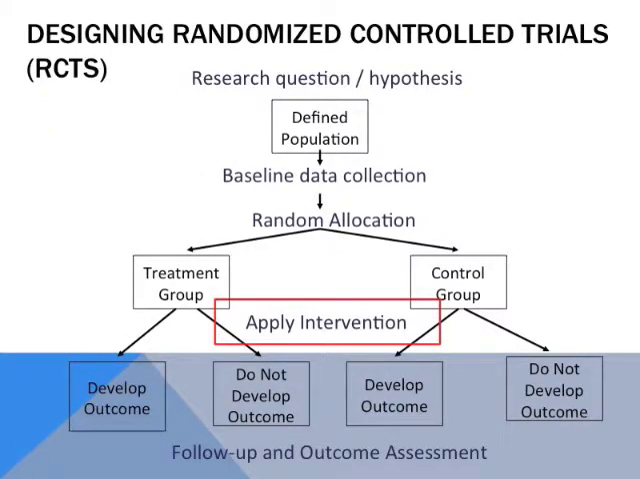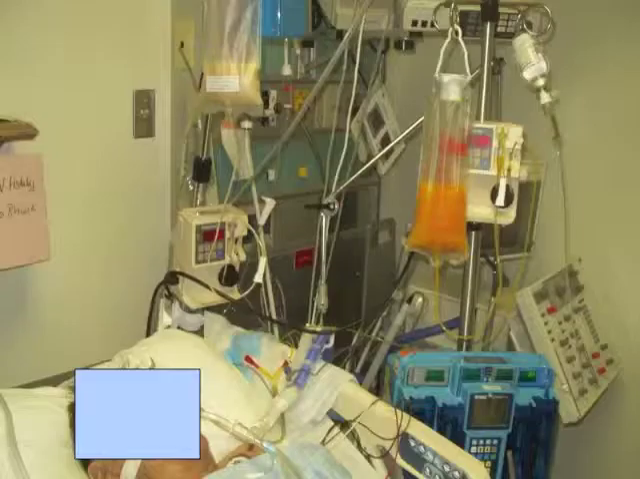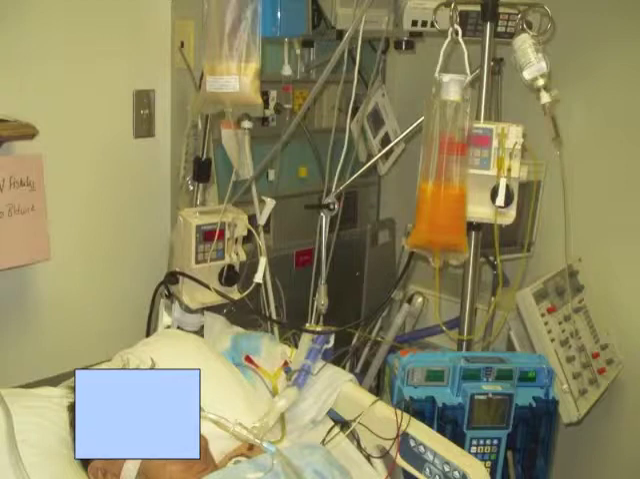The intervention is then applied. And here is the first patient that was enrolled in the redox trial back in 2005. And of course, when this photo was taken, we did not know if this patient was allocated to the intervention or control group. But you see in this photo the bag hanging of orange liquid, which could be the study nutrients or the placebo nutrients.